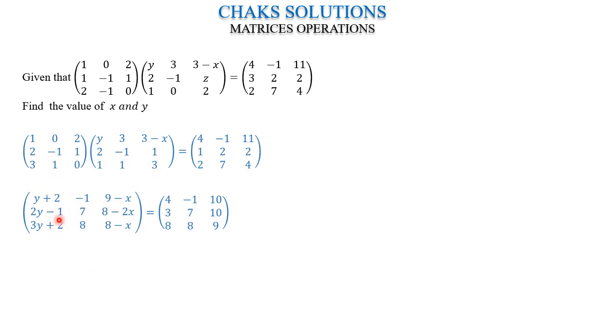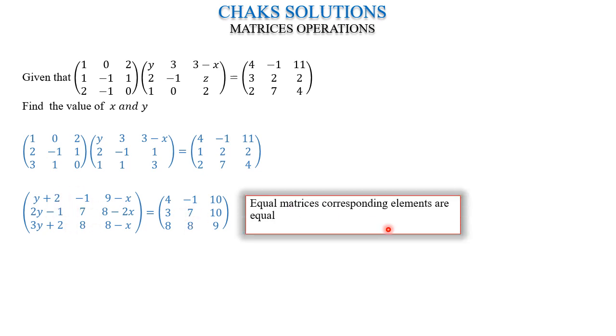We are going to see that we have this matrix equal to this matrix. For equal matrices, corresponding elements are equal. Which means y plus 2 is equal to 4, then minus 1 is equal to minus 1, 9 minus x is equal to 10, then 2y minus 1 is equal to 3. So you can solve the values of x and y here.